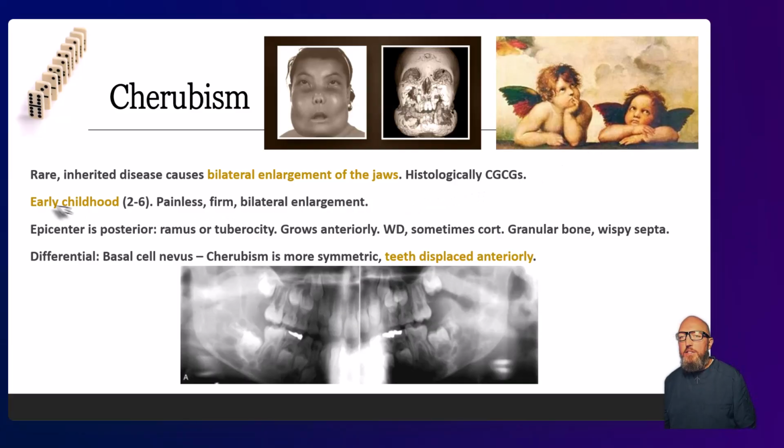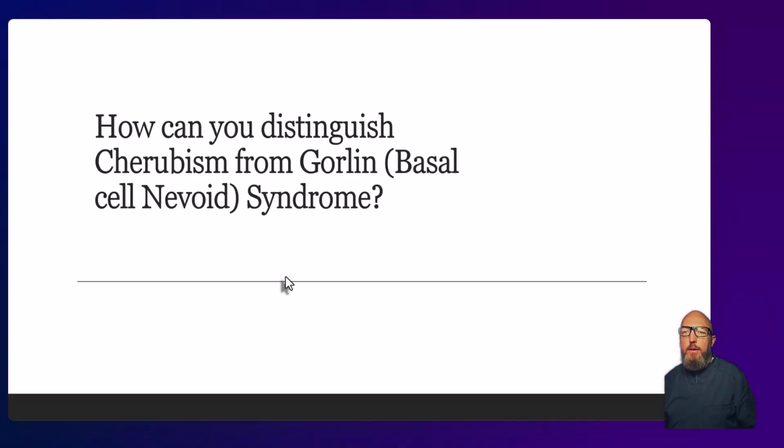And so what are these lesions going to look like? It should have that granular bone, maybe wispy septa, exactly like we described for CGCG, other than what? The location. So now they're in the posterior. Hopefully you can answer this now. Both are inherited conditions. Both give you multiple well-defined corticated jaw lesions as a child. But think about 3 things. Age, which one's younger? Cherubism, younger, around 2 to 6 versus 5 and up for Gorlin.